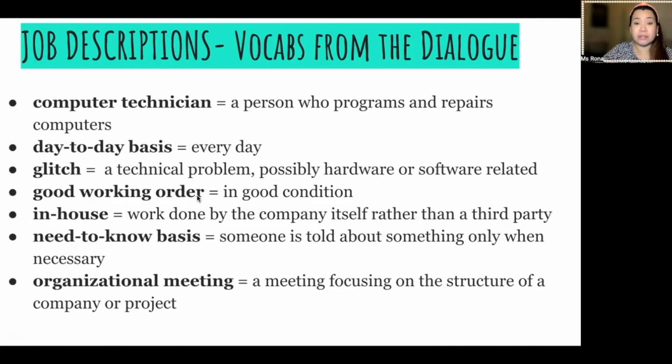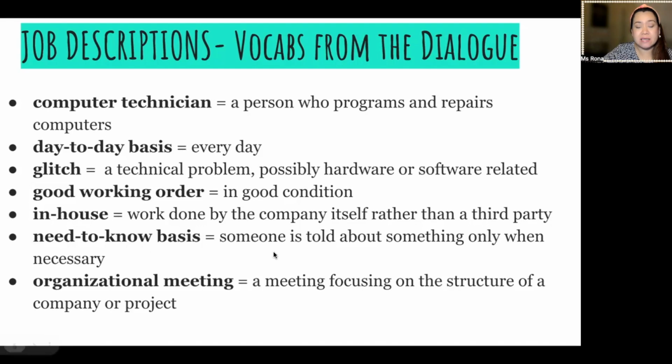Good working order, in good condition. Something is in good working order if it is fully functioning and being used for its purposes. Next word, in-house. Work done by the company itself rather than a third party. For example, we have an in-house computer programmer, meaning that person is in charge of software or computer needs in the company. We don't have to hire somebody from the outside to provide the services for us. So in-house, work done by the company itself rather than a third party.